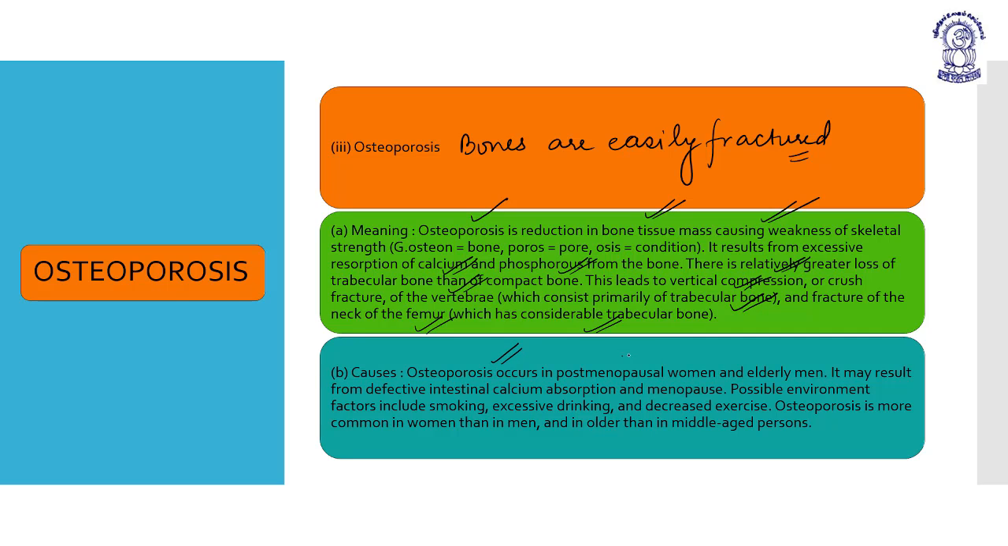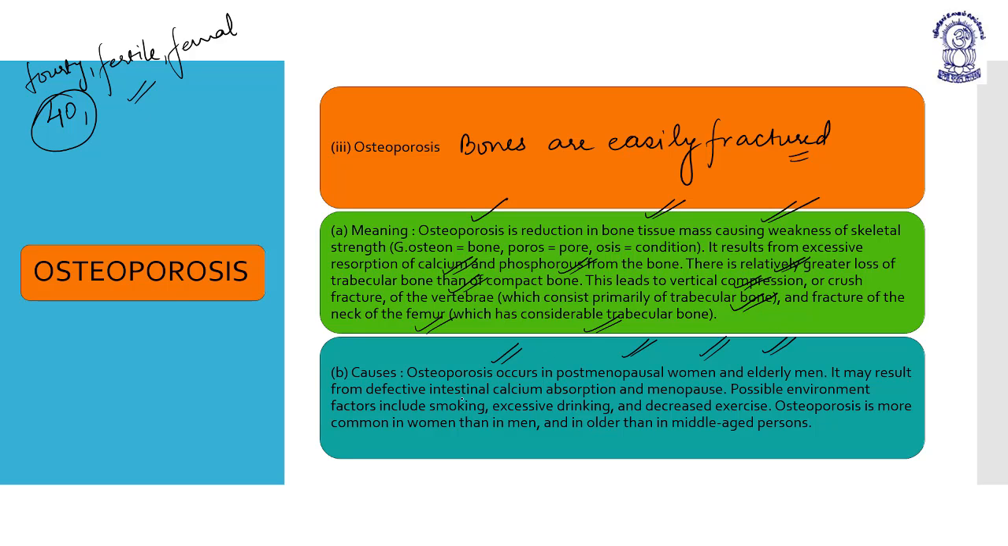Osteoporosis occurs in postmenopausal women. Okay, so if a woman is 40, a fertile female, if a female turns 40 and is fertile with no menopause, that is why it is written: osteoporosis occurs in postmenopausal women and elderly men.